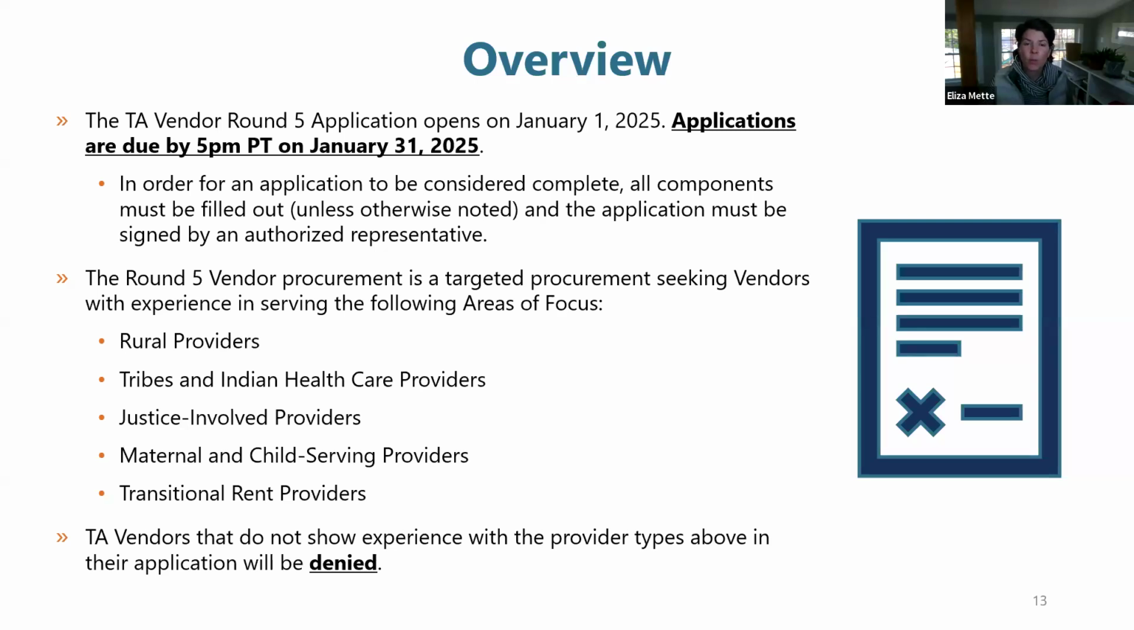The round 5 vendor procurement is targeted procurement this time. So we're seeking vendors with specific experience in the following areas of focus: rural providers, tribes and Indian healthcare providers, justice-involved providers, maternal and child serving providers, and transitional rent providers. TA vendors that don't show experience with at least one of these areas of focus will not have their application reviewed. Next slide, please.